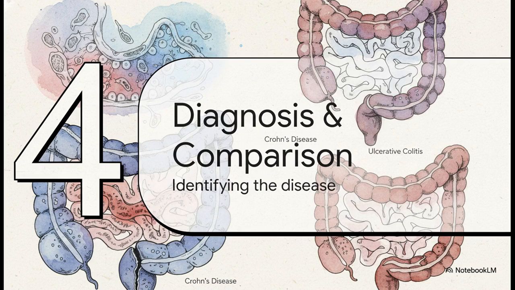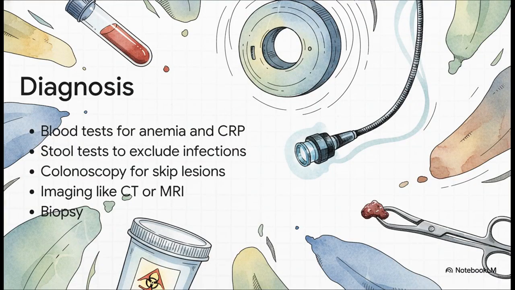All right, Section 4, Diagnosis and Colitis Comparison. How do we confidently identify the disease? So, what's in our diagnostic toolkit? We usually start simple with blood tests, looking for anemia and elevated inflammatory markers like CRP. There are also serologic markers like ASCA that can point us toward Crohn's. Stool tests help us rule out standard run-of-the-mill infections.